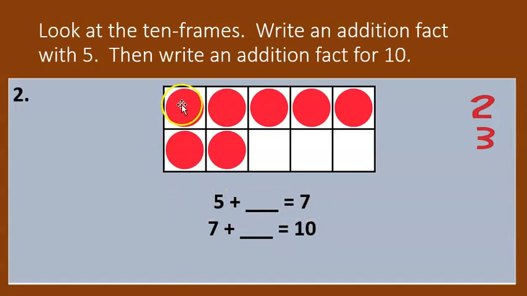5 is already done for us because look, there are 5 red circles in this first row. 1, 2, 3, 4, 5. So that's where 5 comes in right here. Now we need a number here again. To get this number, we have to look at this second row. How many red circles are in this second row?